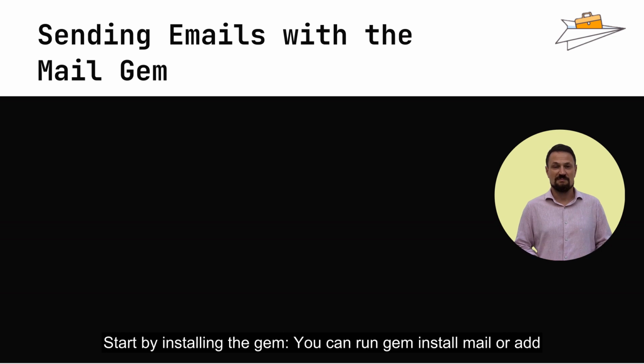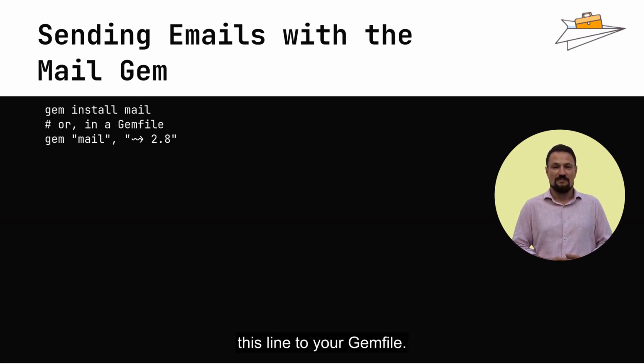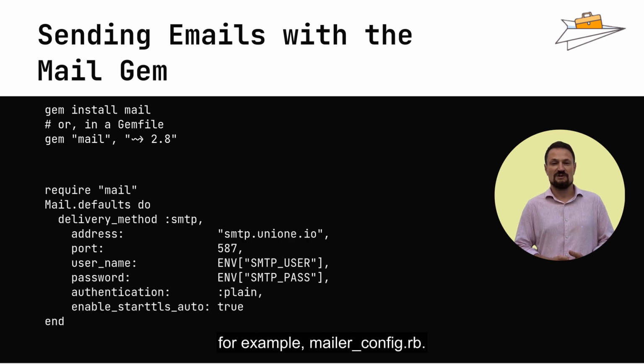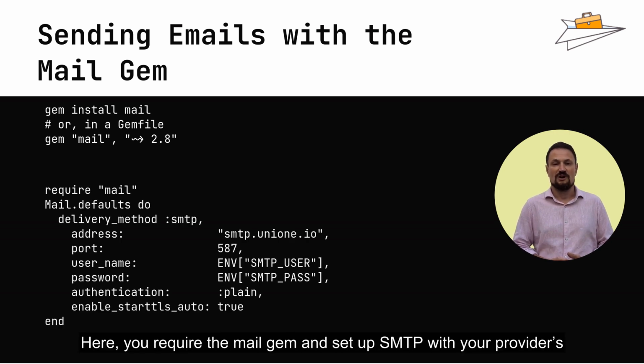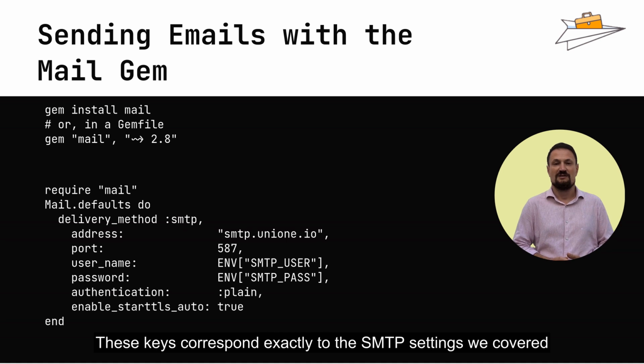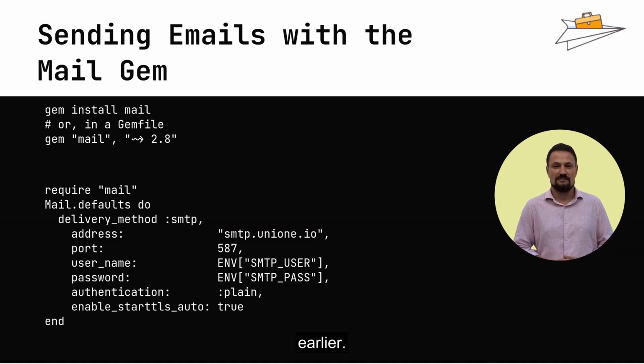Sending emails with the Mail gem. Start by installing the gem. You can run gem install mail or add this line to your Gemfile. Next, configure the delivery method by creating a setup file, for example, mailer_config.rb. Here you require the mail gem and set up SMTP with your provider's details, including hostname, port, username, password, authentication, and TLS settings. These keys correspond exactly to the SMTP settings we covered earlier.